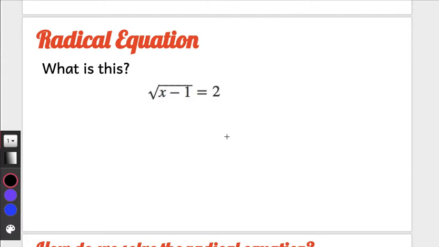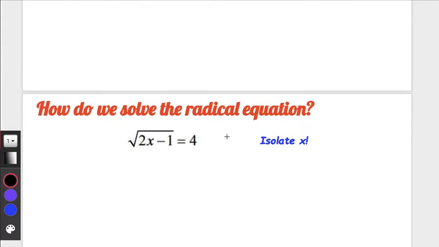For example, if you see this one, we have a square root symbol here, and under the square root symbol is the variable: square root of x minus 1 equals 2. This type of equation is a radical equation. Today's topic is going to focus on how we solve this kind of equation. We're going to practice several examples together and think about what the key strategies are to solve these equations.